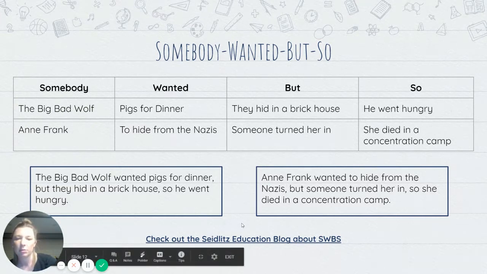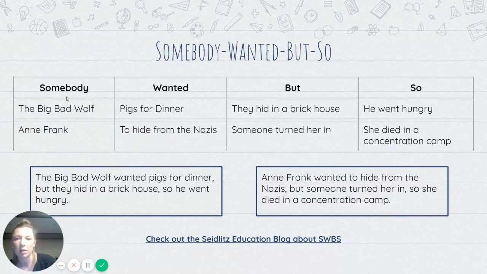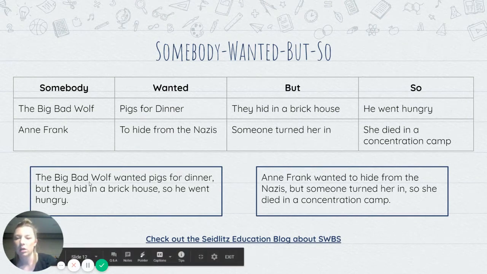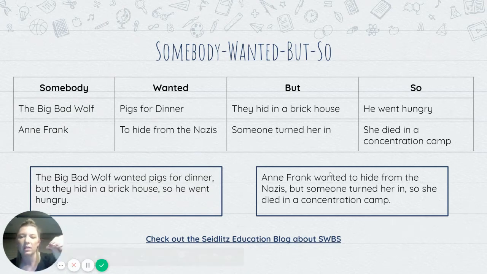And then, again, here's some information. So you can see these pieces, somebody wanted, but so. And so you can go here, and that comes into a sentence. And as you're doing this, if people are saying this and you're guiding them along the way, it helps them to think about the plot in a pattern.